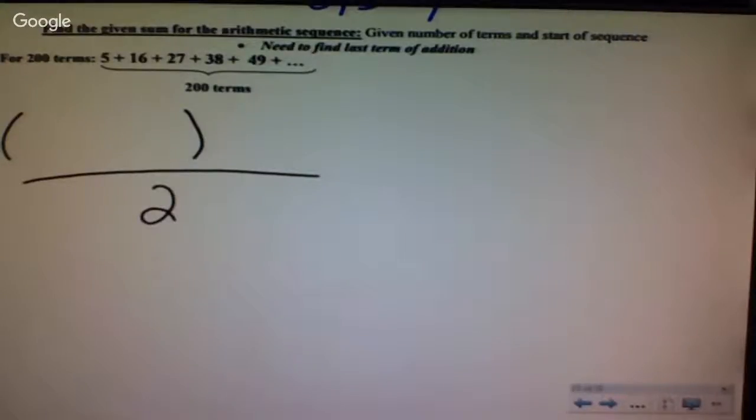What do I already know about this one? It has 200 terms, and my first number is 5. So do we gotta do that whole thing all over again? I don't want to do that.